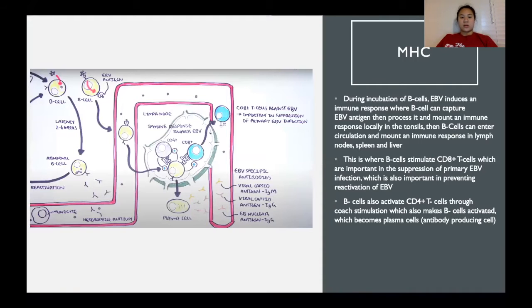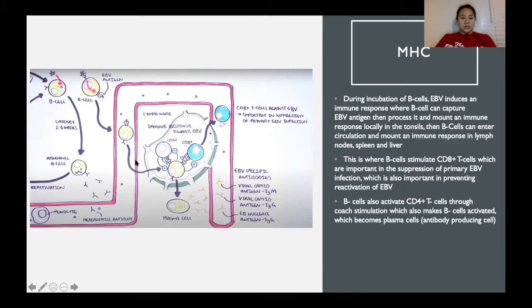Okay, so we have mononucleosis, MHC class 1. And what we have here is the incubation of B cells, and EBV induces an immune response where B cells can capture the EBV antigen, as seen right here, and then pass it on and mount an immune response locally in the tonsils. And B cells can enter circulation and mount an immune response in the lymph nodes, spleen, and liver.